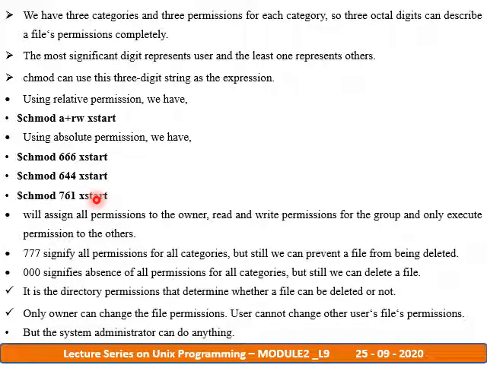In this way the absolute permission will be assigned for files with the help of the chmod command. Which is going to assign all the permissions to the owner, read and write permission for the group, and execute permission to the others. And what does 777 signify? Read, write, execute permission for user, read, write, execute permission for group, and read, write, execute permission for others. So it signifies all the permissions for all the categories. 000 means no permissions. It signifies the absence of all permissions for all the categories.